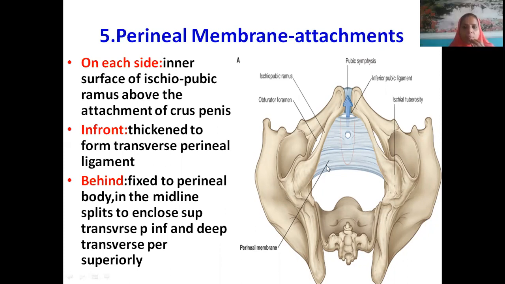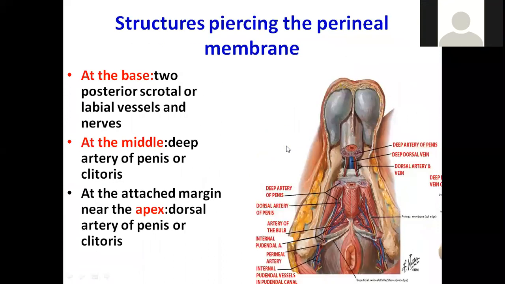This perineal membrane splits to enclose. That means below the perineal membrane, we will have the superficial transversus perineum. Above the perineal membrane, we will have the deep transversus perineum. That means the perineal membrane is serving as a line of partition. Above, you have the deep transversus perineum muscle. Below, you have the superficial transversus perineum muscle. In between, the partition membrane is the perineal membrane. Okay. So these are the attachments.